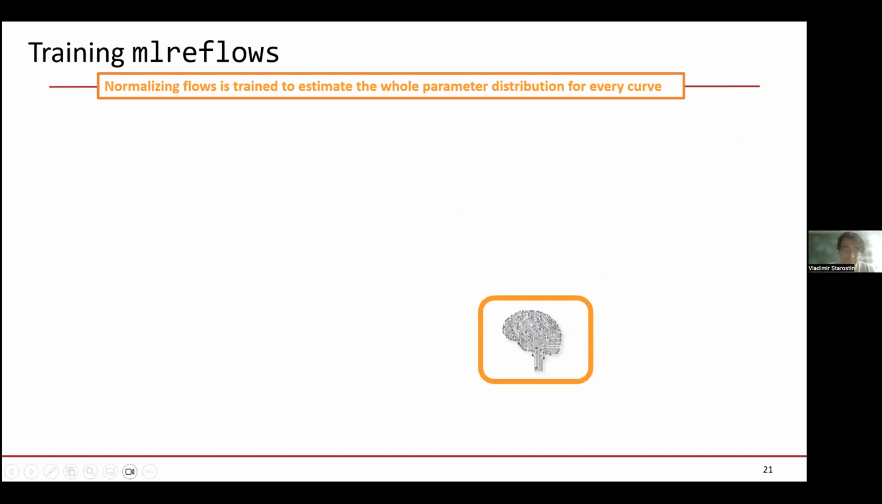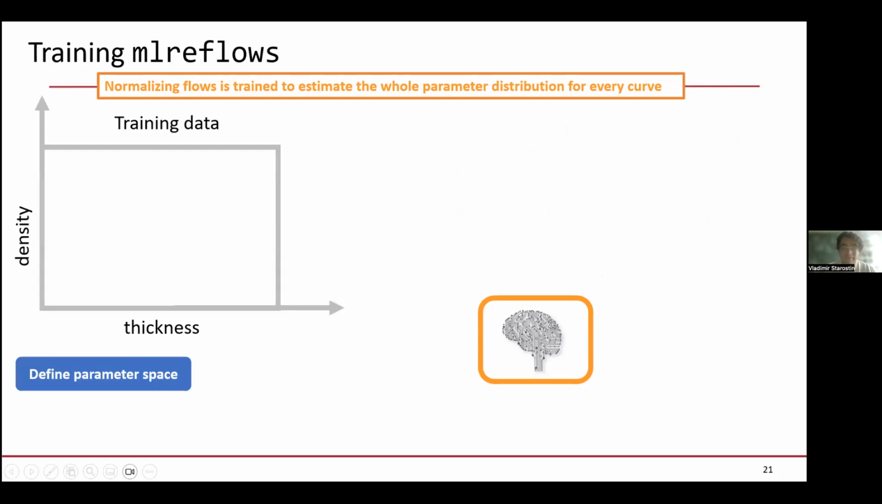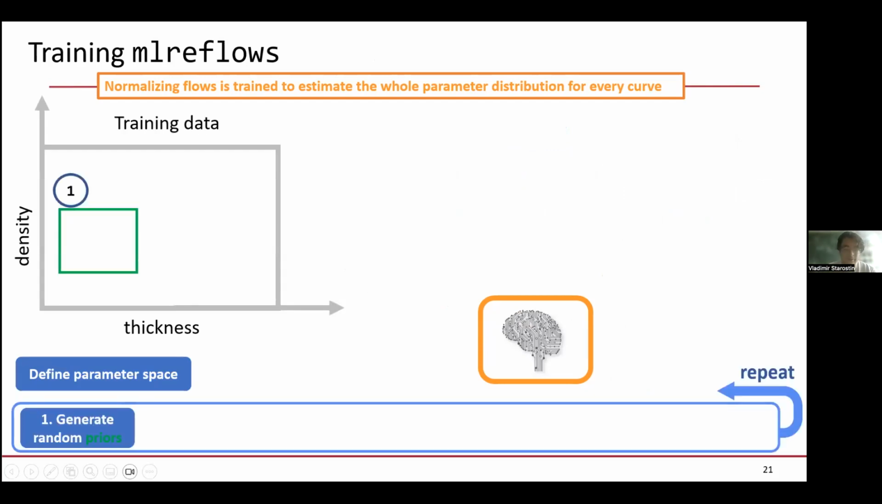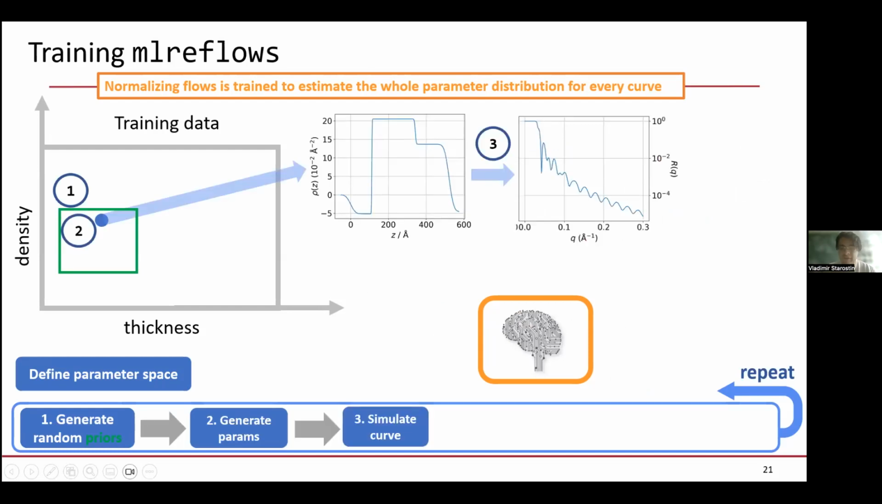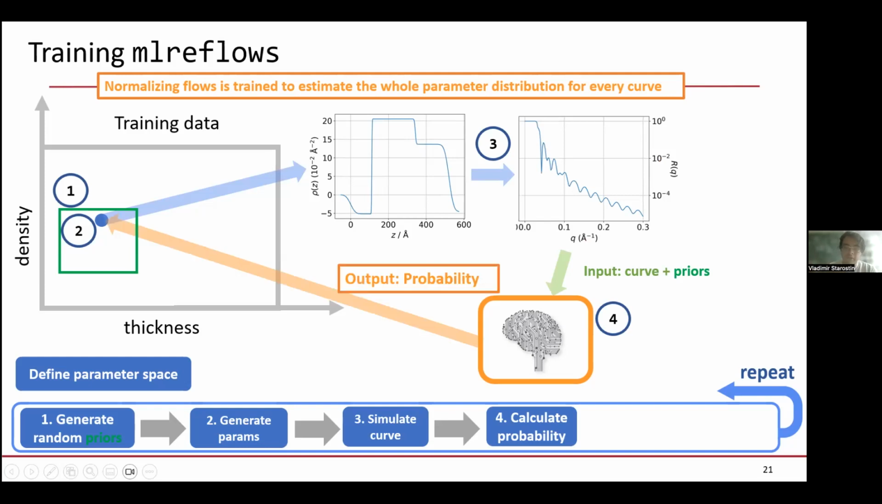It's very similar to our previous standard models. We also generate these random priors and get the corresponding parameters and reflectometry curves. But here we have to estimate the whole parameter distribution within our priors, the whole parameter space, which is called the posterior. And to do so, the way we do that is we increase the probability that our model gives to the true parameters. So we get the probability of the true parameters, and we try to increase it with our model. And that's how we build up these distributions.